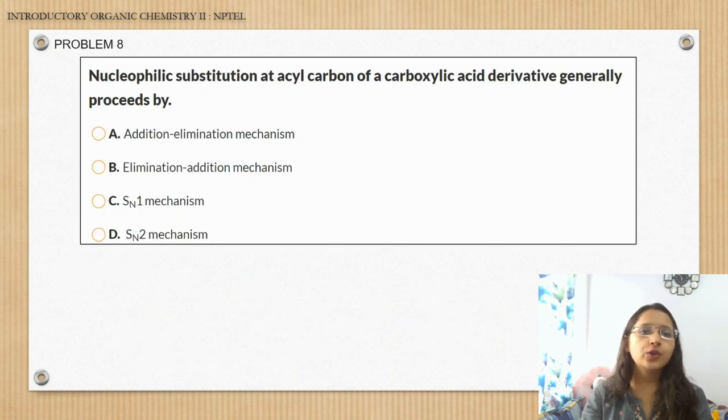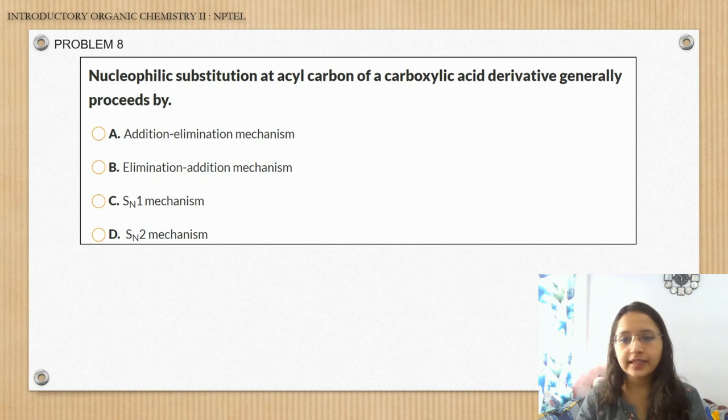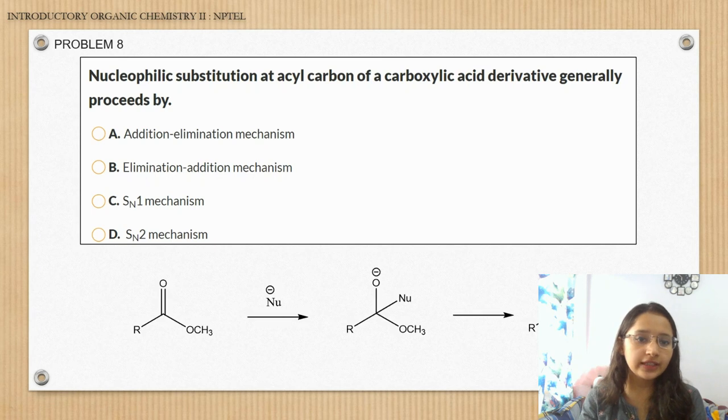Nucleophilic substitution at acyl carbon of a carboxylic acid derivative generally proceeds by. See what they are saying, the nucleophilic substitution at the acyl carbon of a carboxylic acid derivative. We have to take a carboxylic acid derivative into account. Here we are taking an ester as the derivative. So they are saying that nucleophilic substitution at this acyl carbon, that is this carbonyl carbon, is generally preceded by. So they are simply asking about the nucleophilic substitution.